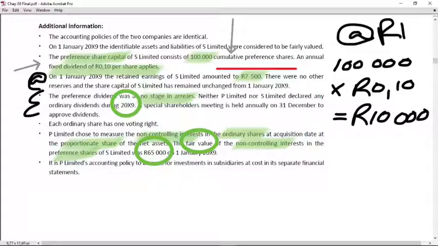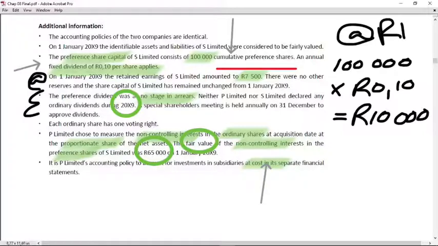Then it's the accounting policy of P to account for investments in subsidiaries at cost in its separate financial statements. The fact that it's the parent's accounting policy to account for investments in subsidiaries at cost in its separate financial statements tells you that those two amounts on the trial balance of the parent, the investment in ordinary shares of 120,000 Rand and the investment in preference shares of 30,000 Rand, represents the consideration paid at acquisition date, as that represents the cost of those investments.